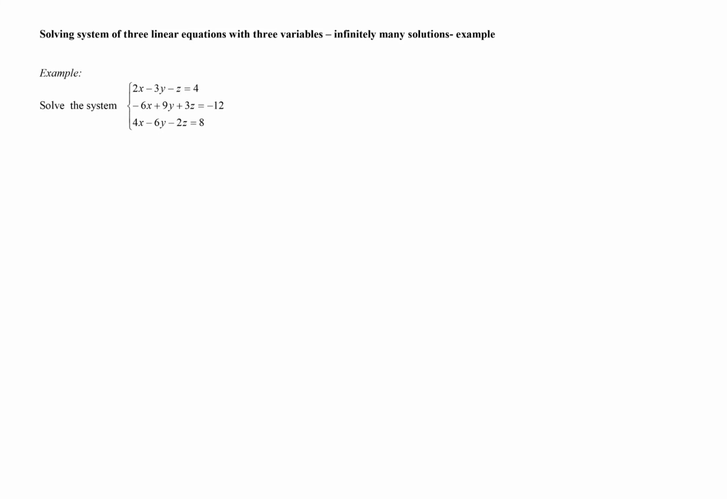In this example, we want to solve the system consisting of the following equations: 2x - 3y - z = 4, -6x + 9y + 3z = -12, and 4x - 6y - 2z = 8. We'll use the elimination method to solve that system.